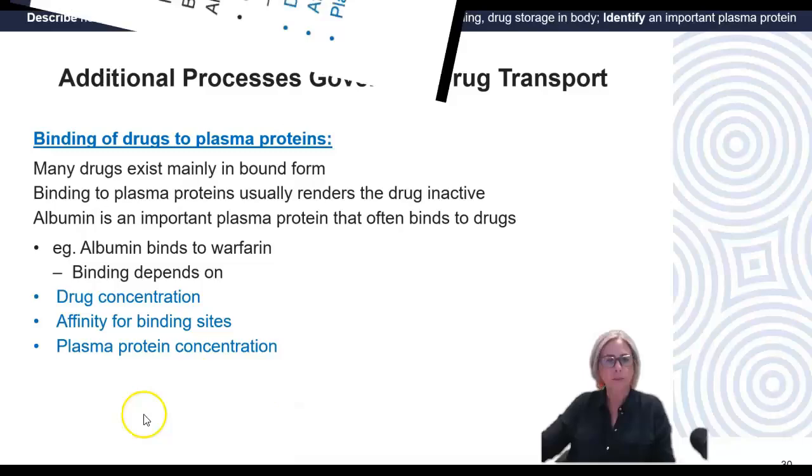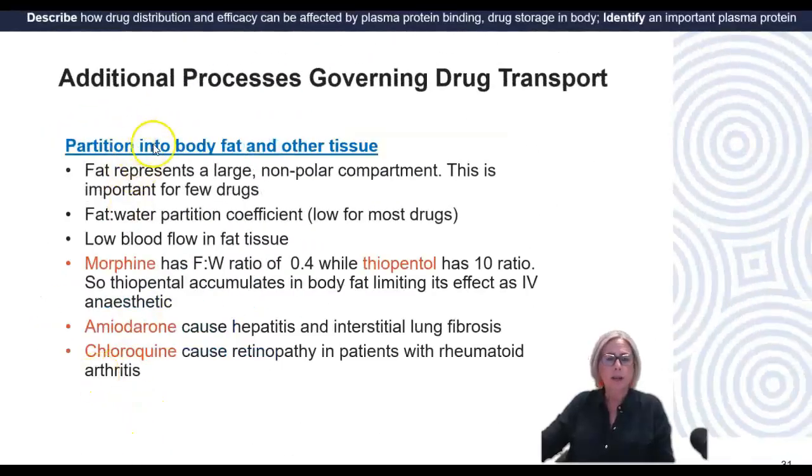So when somebody does have liver failure or liver disease, dosing of drugs needs to be carefully considered. The last thing I'm going to talk about is partition into body fat and other tissue. So adipose tissue or fat tissue represents a large non-polar compartment. And this is important for a few drugs, not for most drugs. And that's because the fat to water partition coefficient is low for most drugs. So they don't tend to accumulate in fat tissue. Remember as well that there is very low blood flow in fat tissue.